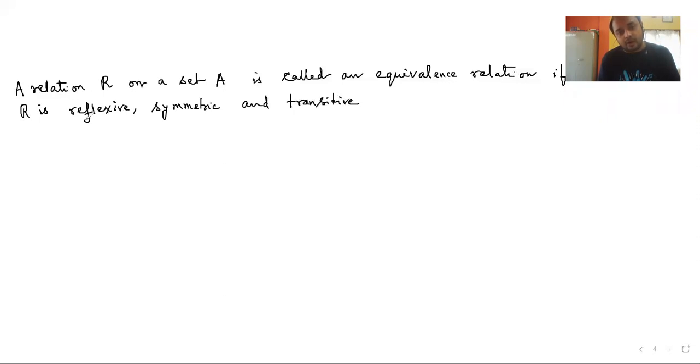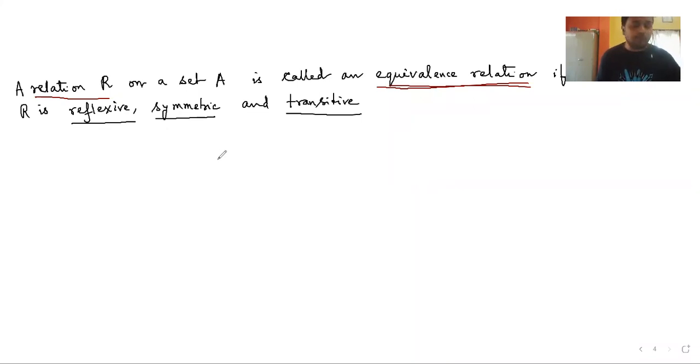Okay, so all these properties, reflexivity, symmetricity, and transitivity, if satisfied by a relation, then that relation R will be called an equivalence relation. And equivalence relations are very fundamental in discrete mathematics. So this type of relation is called an equivalence relation. Okay, now let us try to look at this with respect to an example.